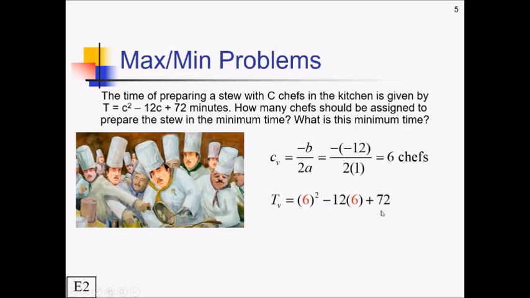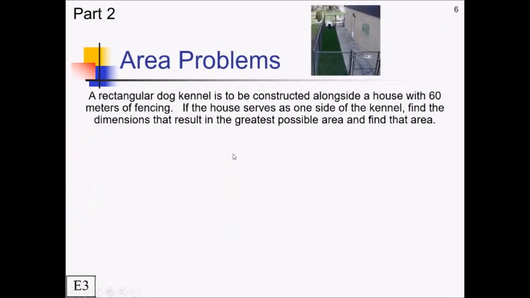And I could probably do this without a calculator. So this is 36 minus 72 plus 72. Well, that works out. The 72's cancel, and this is going to be 36 minutes. Bon appetit.